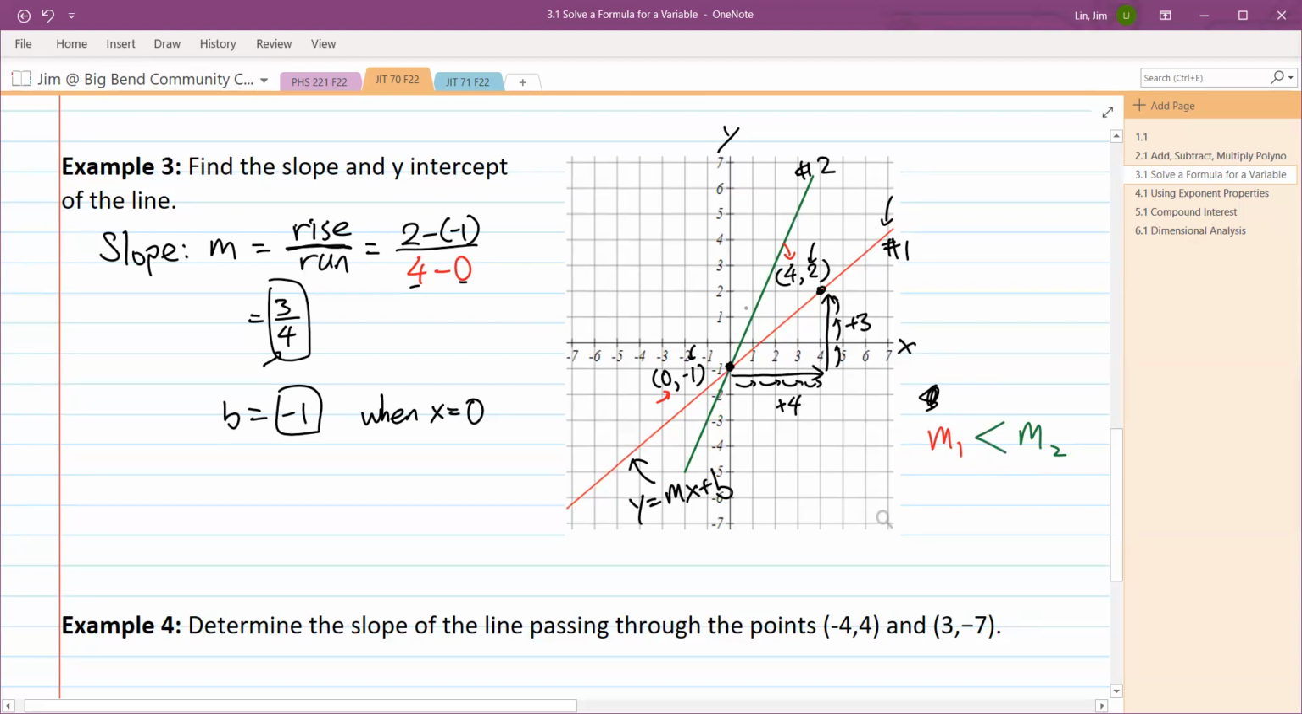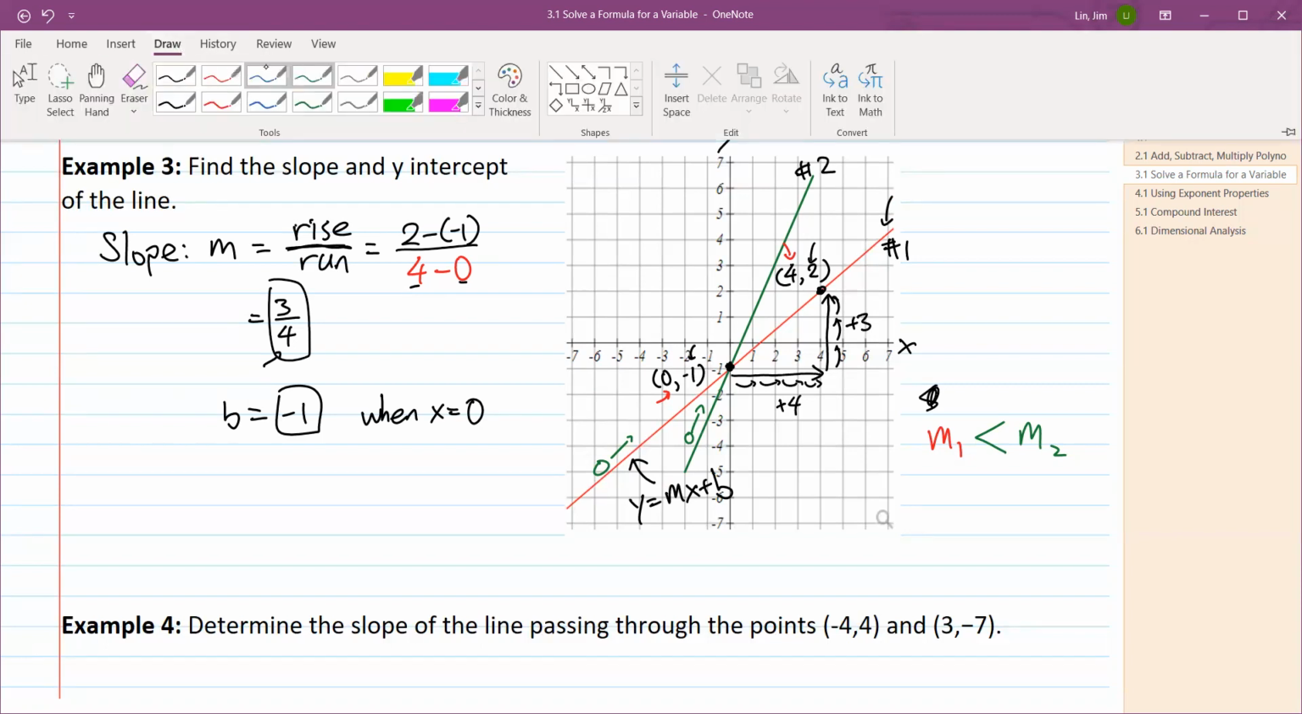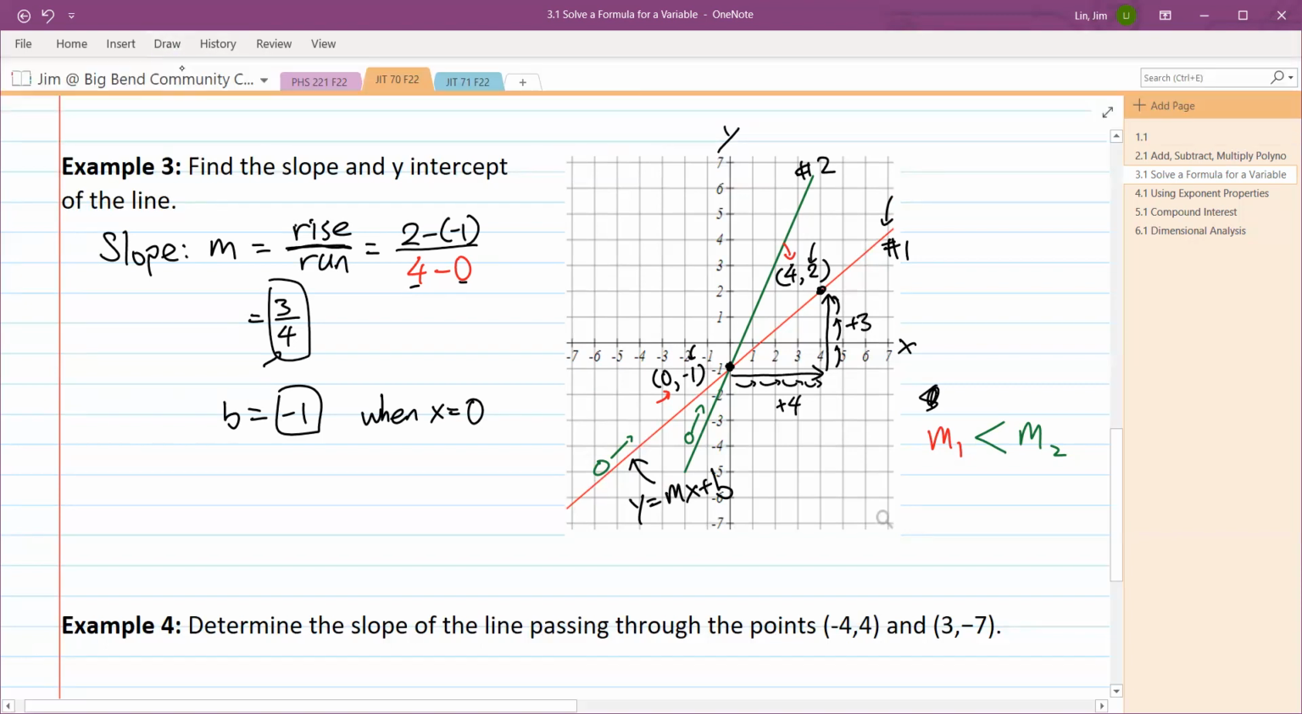Well, first of all, it's m2 because line number 2 is steeper, right? It's steeper. And if you try to imagine something trying to move uphill, then the second line will be harder to climb in a real situation. So the steepness level is greater for the line with slope m2. So that's what the slope tells us. Make sure you understand that concept.